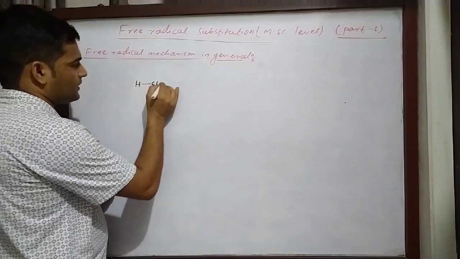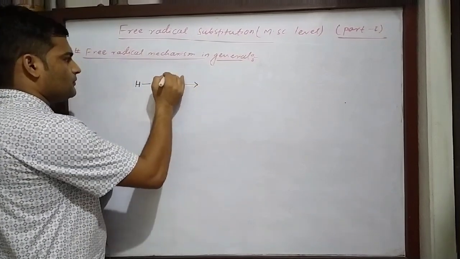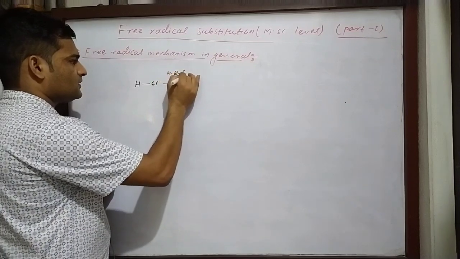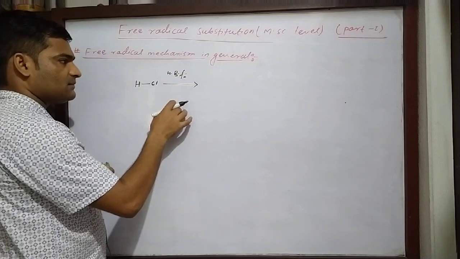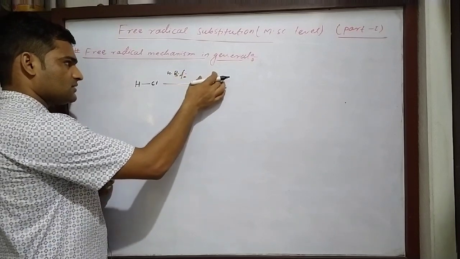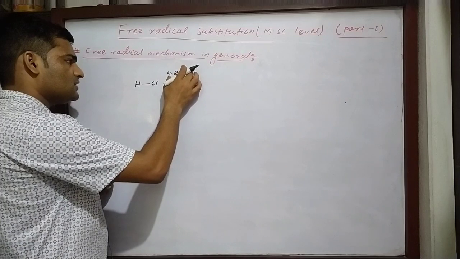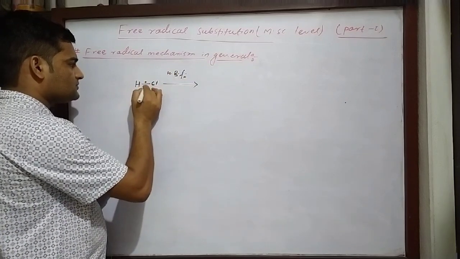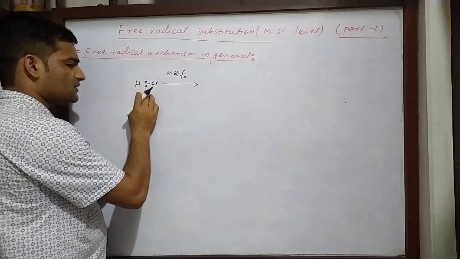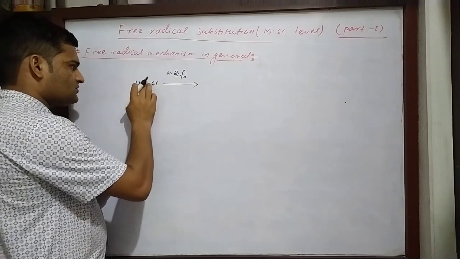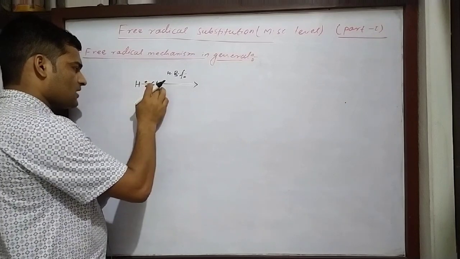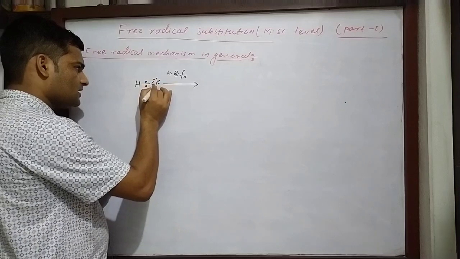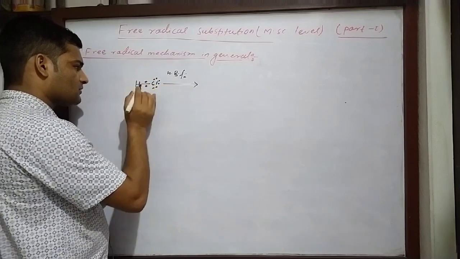Now when we carry out homolytic bond fission, there are two types of bond fission in organic chemistry: homolytic and heterolytic. In homolytic bond fission, between hydrogen and chlorine there is a shared pair of electrons, one electron obtained from hydrogen and one from chlorine, and in the valence shell of chlorine there are three lone pairs of non-bonded electrons.